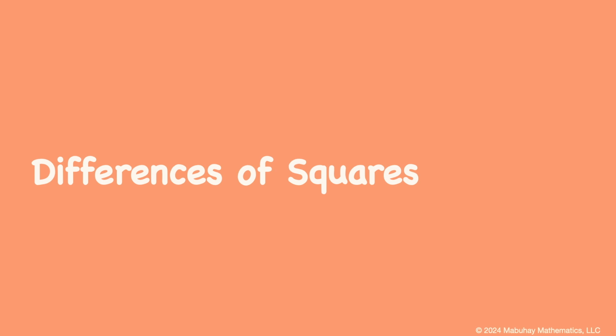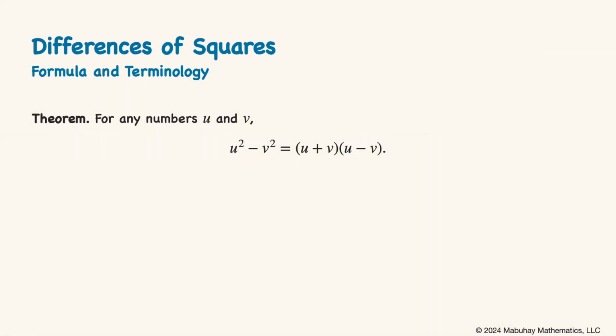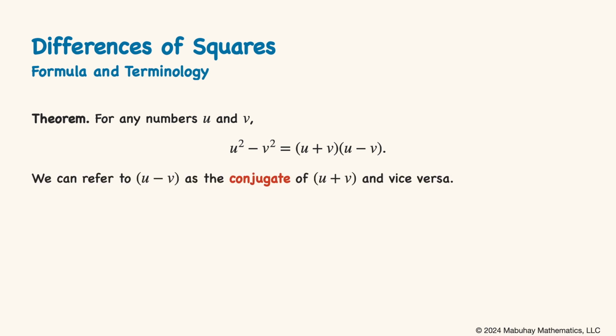First up, differences of squares. In case you're not familiar, a theorem is any statement that's proven to be true. This theorem says that for any numbers u and v, u squared minus v squared equals quantity u plus v times quantity u minus v. We can call u minus v the conjugate of u plus v and vice versa. And in general, anytime we have the same two terms joined by opposite signs, plus and minus, we can call them conjugates. Let's show why this formula in the theorem is true.